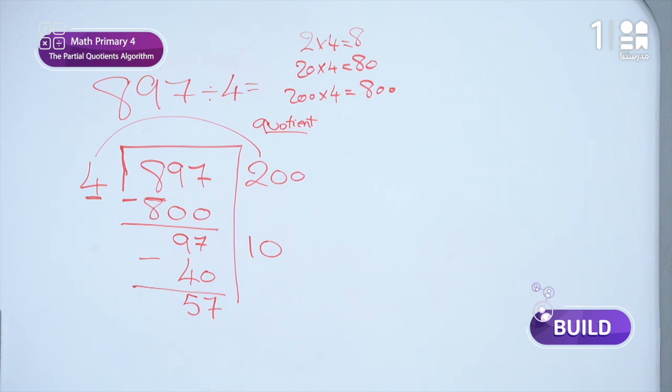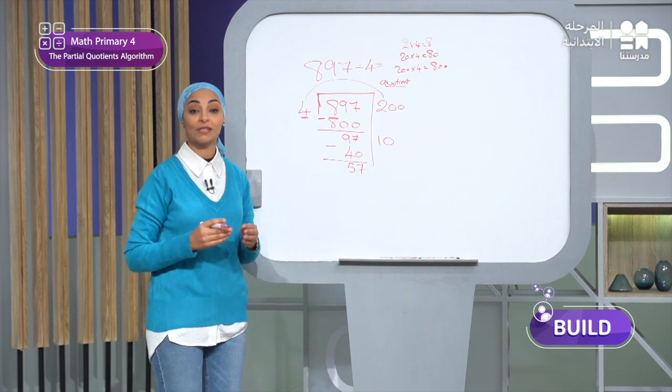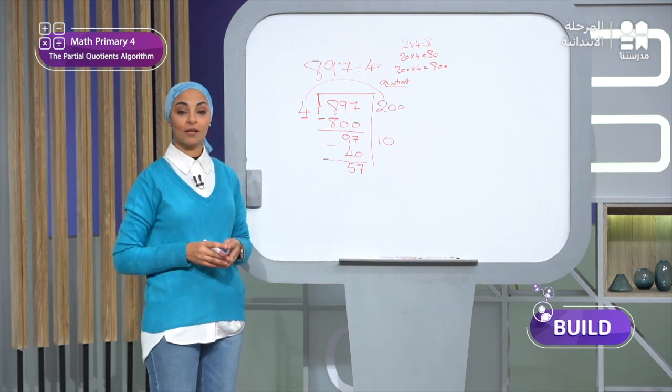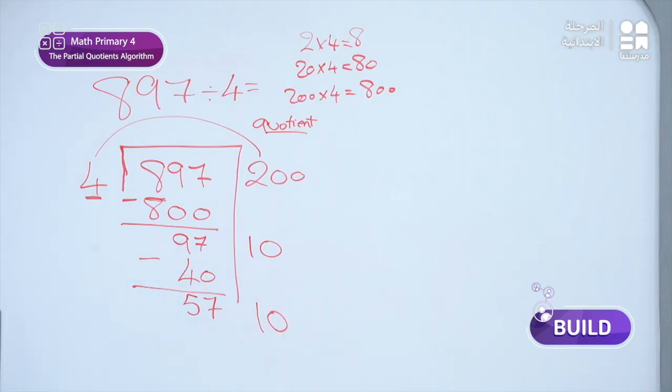Then what should I do? I will use 40 one more time, just as I used it before. 40 divided by 4 is 10. So I will write 10 as a part of the quotient, right? And where do I write the 40? Of course, I will write the 40 here under the dividend. Then what should I do? I will subtract these two numbers to get 17 here.